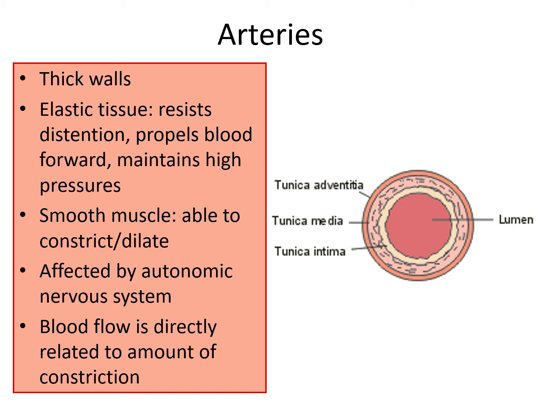So I want you to realize that the blood flow is directly related to the amount of constriction. When the vessel constricts and the lumen narrows, blood pressures go up. And just the opposite, when the smooth muscles dilate, the lumen diameter increases and blood pressures go down.